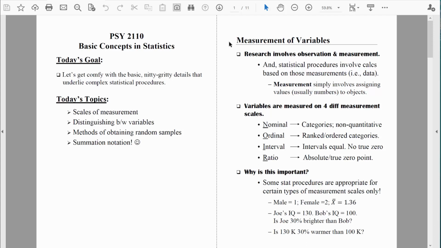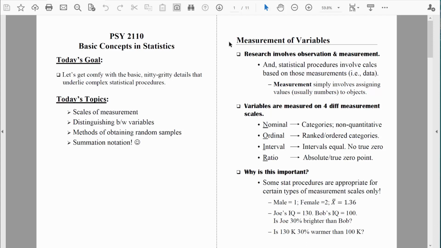Let me give you a couple quick examples. If I were to measure your age, I'd be assigning a number, maybe you're 22 years old, to you. If I was measuring your IQ, again, I'd be assigning a number, maybe 120, to you. So I'm assigning a value to an object. If I asked you how many years of education you have, and let's say you're a sophomore in college, you'd have 14 years of education. Again, I'm assigning a value, in this case a number, to you.